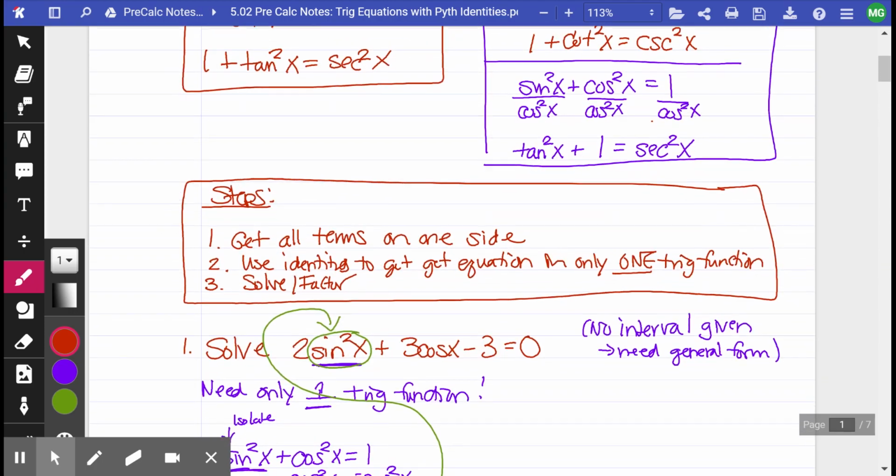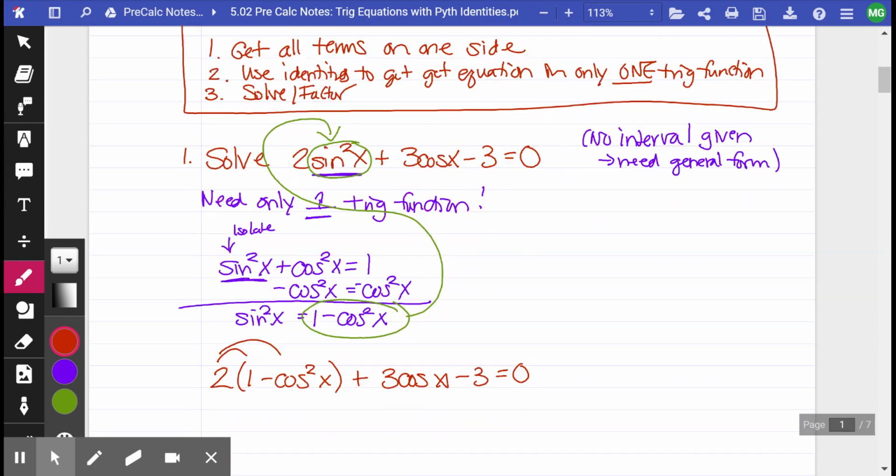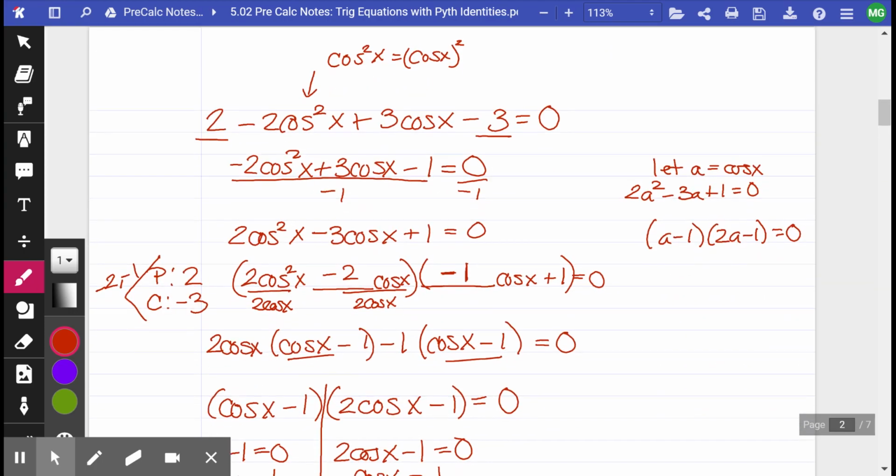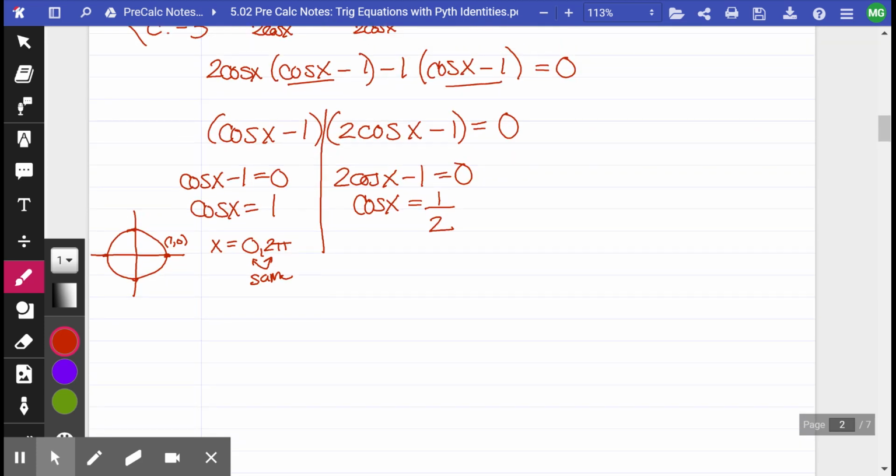What you would want to look for here is, if you were given an interval at the beginning, like if it said to graph this or solve for x from 0 to 2 pi, you would want to look for: is the 0 included? Is the 2 pi included? But since it doesn't say, you can really just include the 2 pi, that's fine.